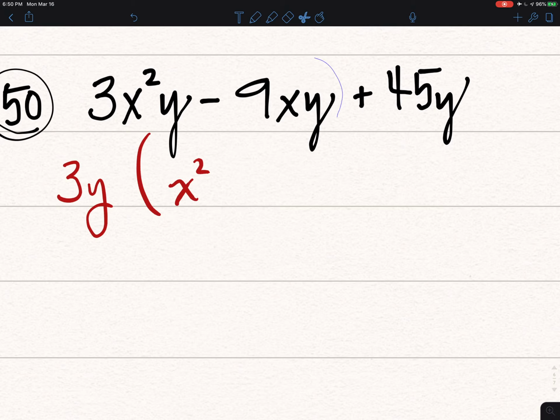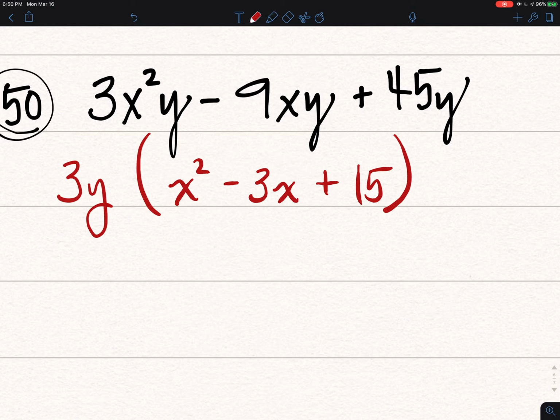Now let's take the middle term. Negative divided by a positive is going to be a negative. 9 divided by 3 is going to be a 3. The y divided by the y, those will cancel out. The only thing left over is the x. Last term. A positive divided by a positive is going to be positive. A 45 divided by a 3 is going to be 15. And a y divided by a y will cancel out. All right, so this is starting to look normal.